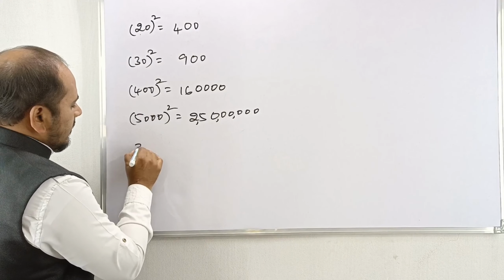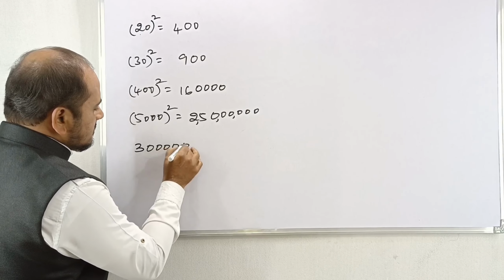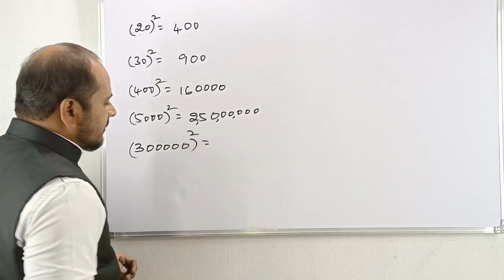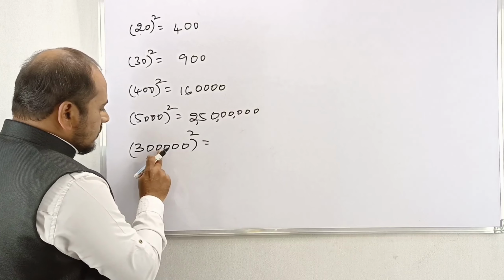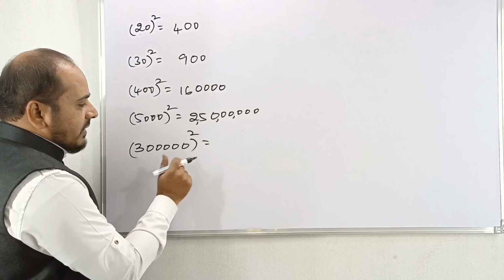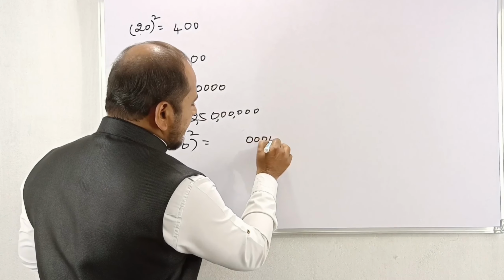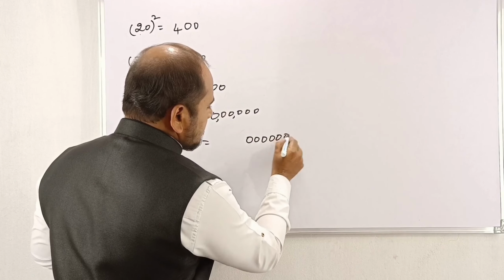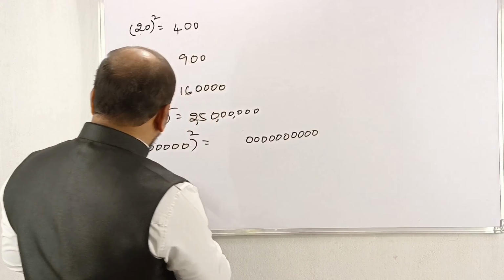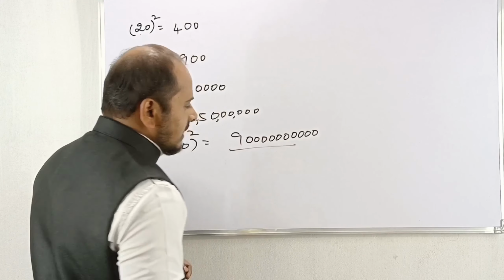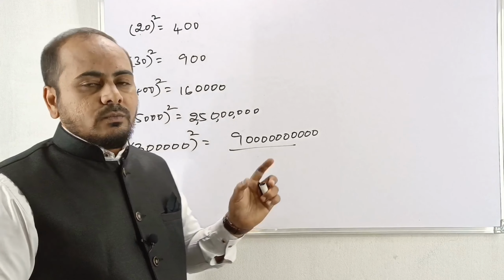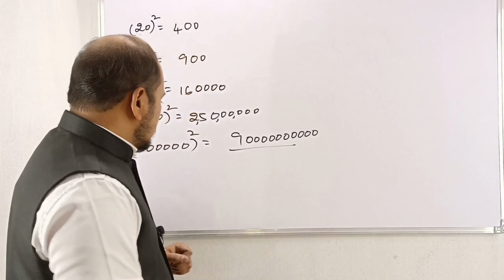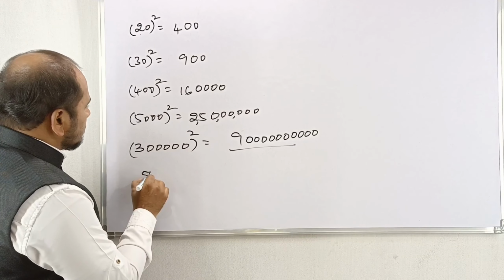Now similarly, if you take 30000 whole square, how to find the value of this one? 1, 2, 3, 4, 5. We have 5 zeros, so you have to take 10 zeros, my dear. Here 6 zeros, 7, 8, 9, 10 and 3 square is 9. This is the answer. Like this we can find for round figure values.